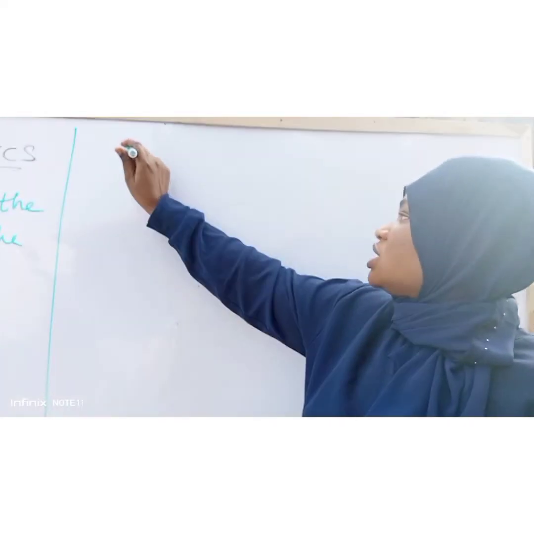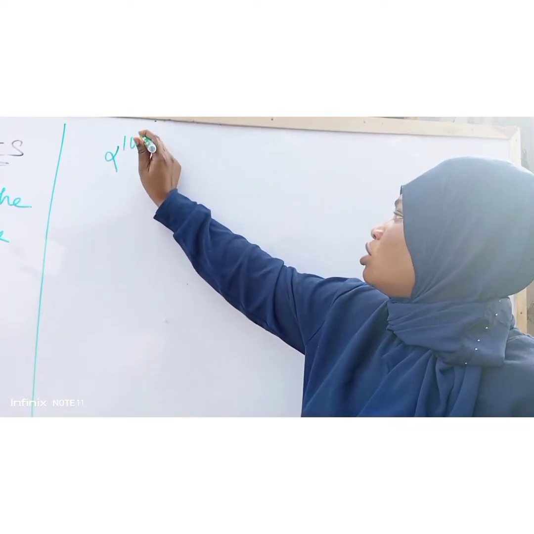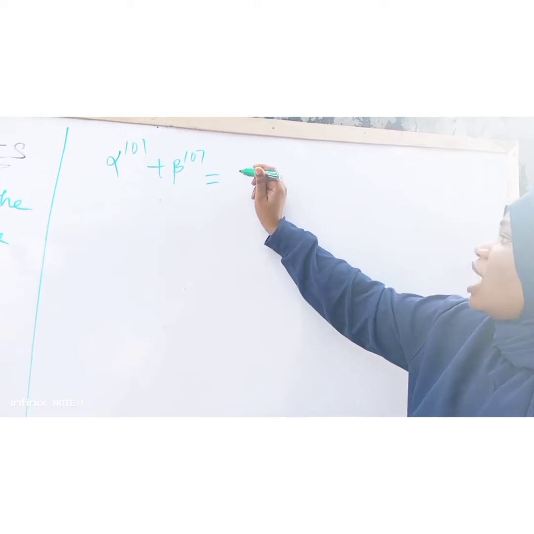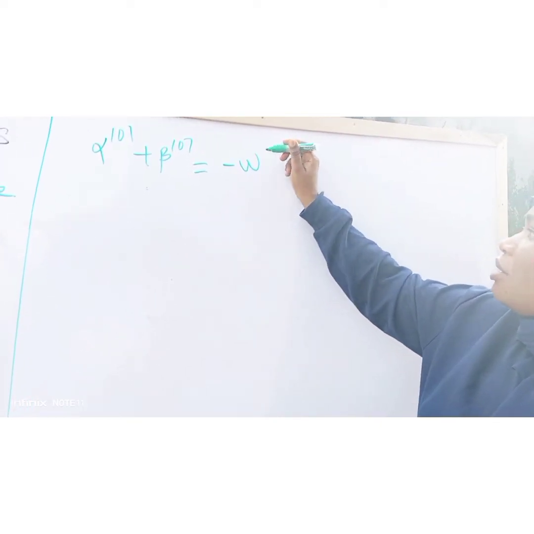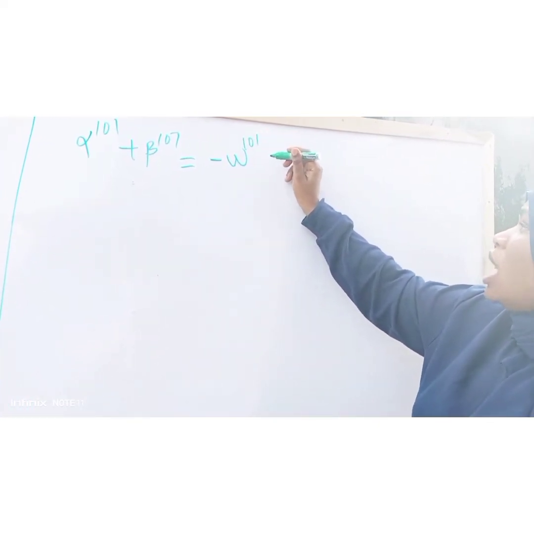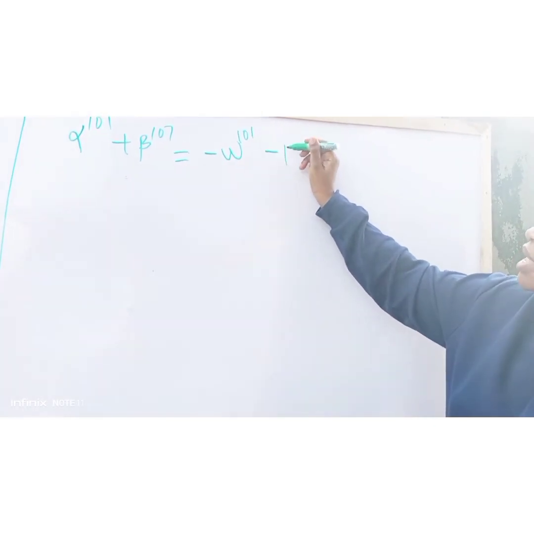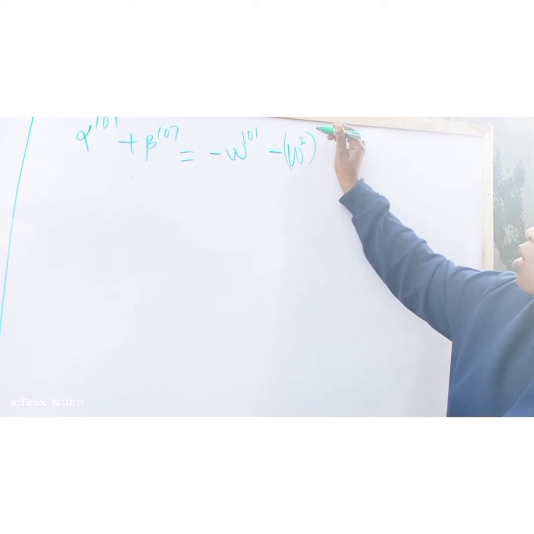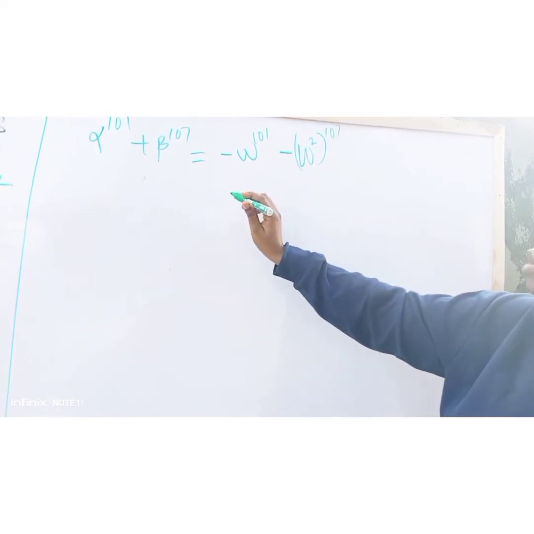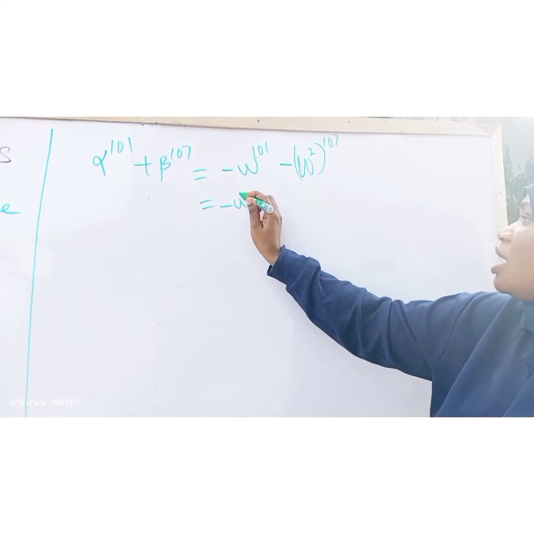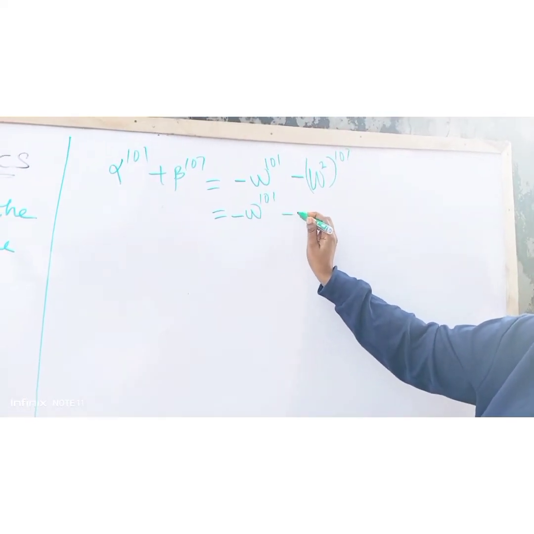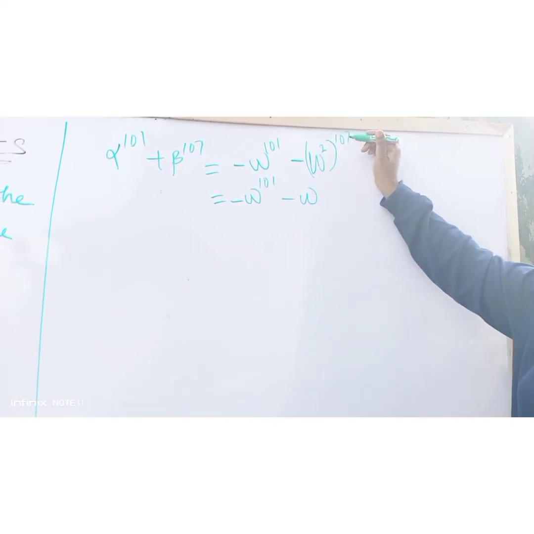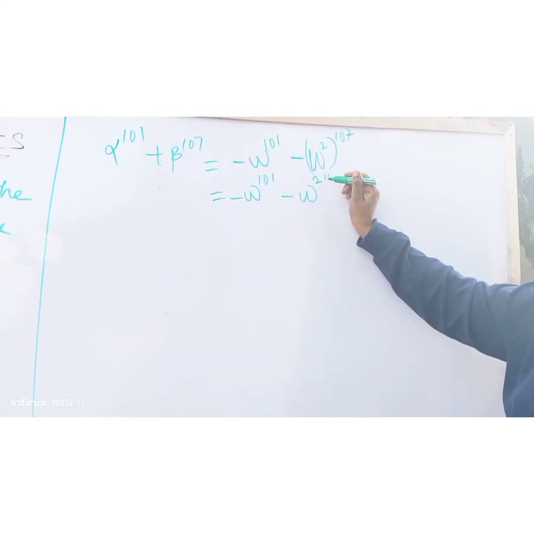So from here, we can say that alpha raised to the power of 101 plus beta raised to the power of 107 is the same thing as minus omega raised to the power of 101, plus minus omega squared raised to the power of 107. So it is equal to minus omega raised to the power of 101 minus omega raised to the power of 2 multiplied by 107, which gives 214.